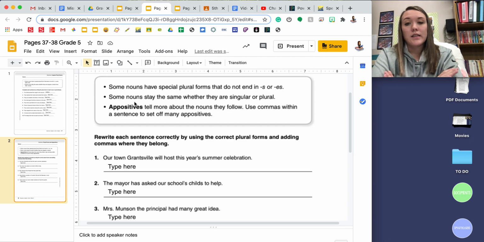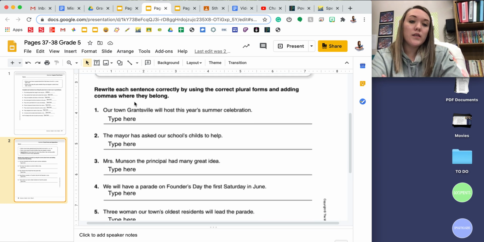Another way to identify the appositives is they are not needed for the sentence to make sense. So if you take out the appositive and the sentence still makes sense, that's kind of an easy way to identify them. So I could say, my daughter is very silly. I did not need that appositive Blake in the sentence.